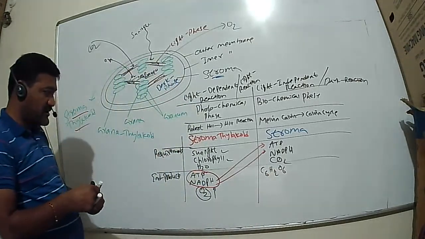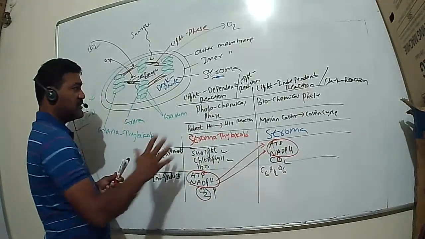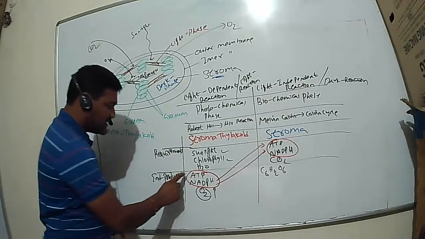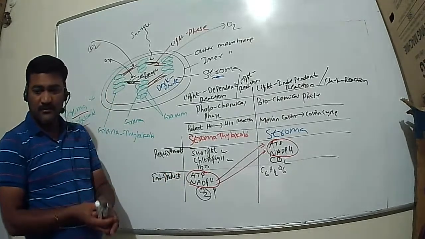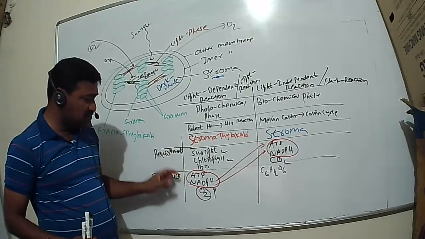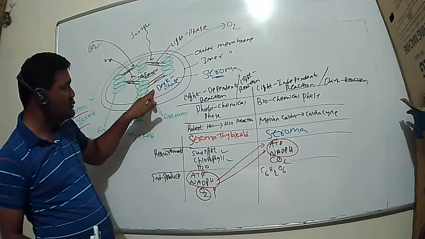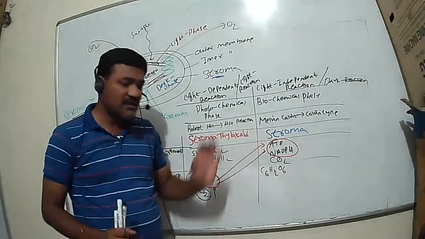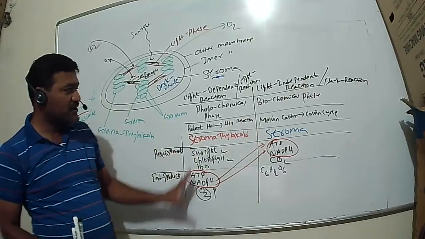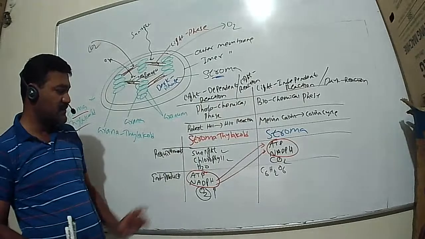So there is one important textbook question. What is the link between light phase and dark phase? The link between light phase and dark phase is ATP and NADPH, because the ATP and NADPH formed in light phase are thrown into the stroma and used in dark phase. So the link between light phase and dark phase is ATP and NADPH.